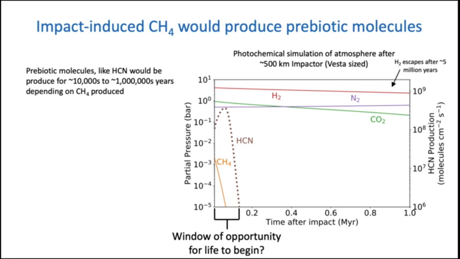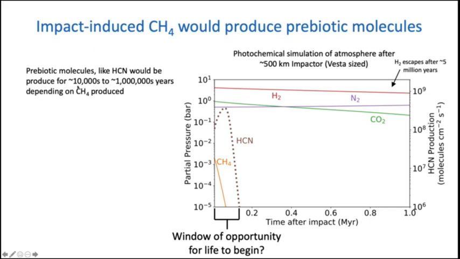This figure is a photochemical model of the atmosphere after the steam condenses, following the 500-kilometer impact I showed on the previous slide. Time is on the horizontal axis in millions of years, partial pressures on the left-hand axis, and hydrogen cyanide production is on the right-hand axis, referenced to this brown dotted line. In this case, methane is destroyed and hydrogen cyanide is produced for about 100,000 years after the impact. This model doesn't include other prebiotic molecules like cyanoacetylene or cyanogen, but they almost certainly would have been produced as well.